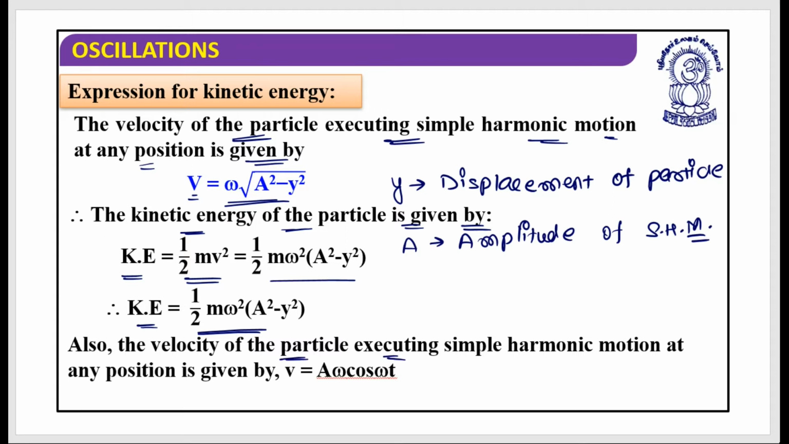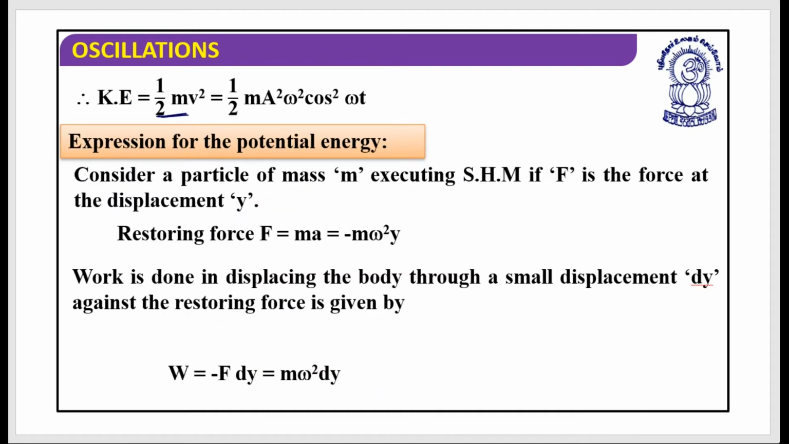Also, the velocity of the particle executing simple harmonic motion at any position is given as v = aω cos ωt. Yes, this is the relation with respect to time. Now if I find the kinetic energy for this relation based on time, it is ½mv², and if I replace v, this is equal to ½ma²ω² cos²ωt.